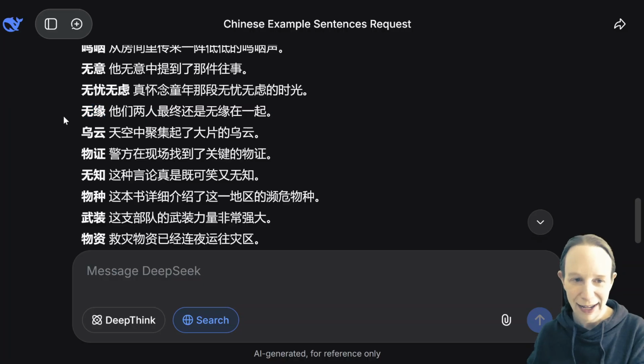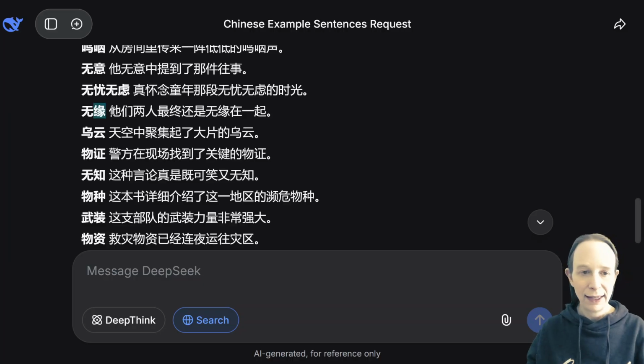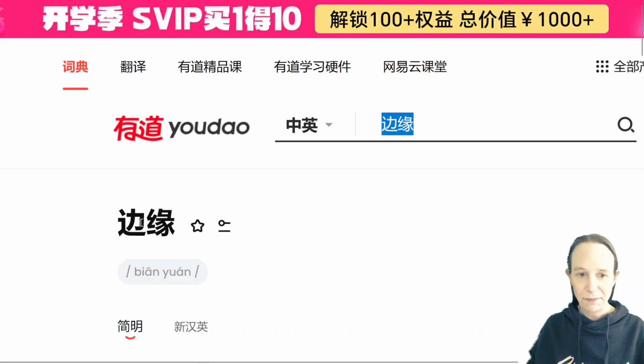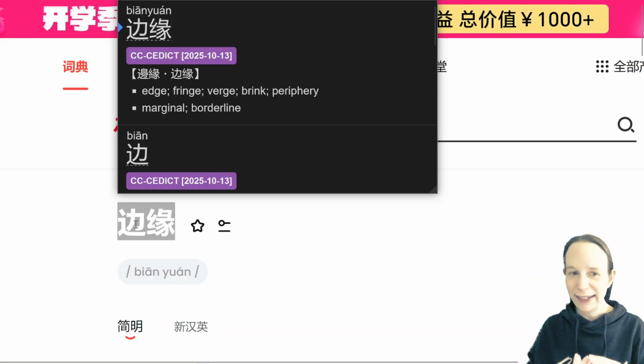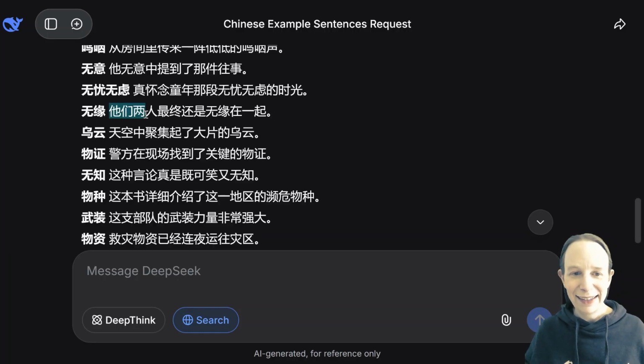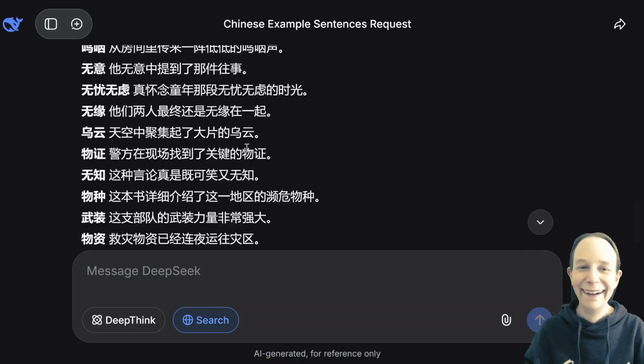Okay, so 无缘. Again, we have the non-existence of something. This 缘 would refer to a boundary or something like this. So 边缘, the boundary or whatever. 他们两人最终还是无缘在一起. Okay, so the AI has given a different one.